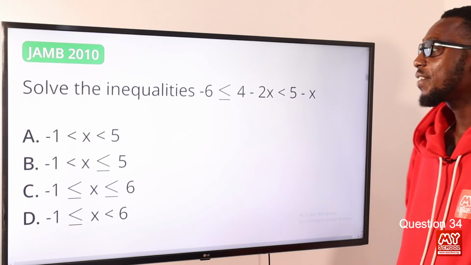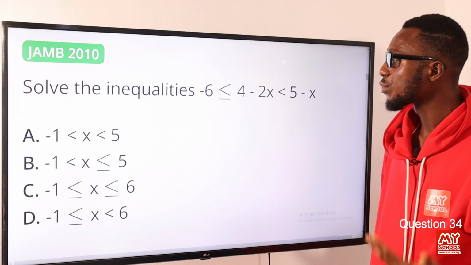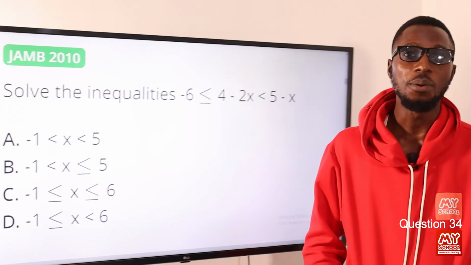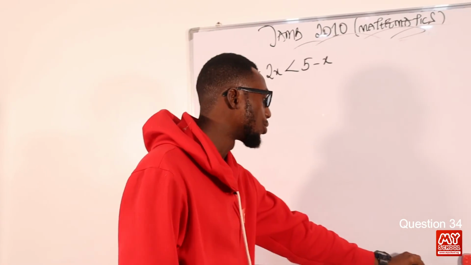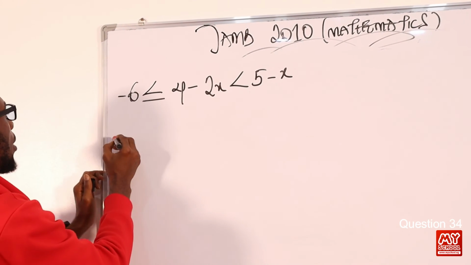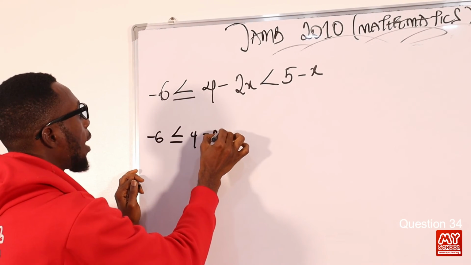34. Solve the inequalities: minus 6 is less than or equal to 4 minus 2x, which is less than 5 minus x. You just have to split this into two inequalities. We can make this our first part: 4 minus 2x.